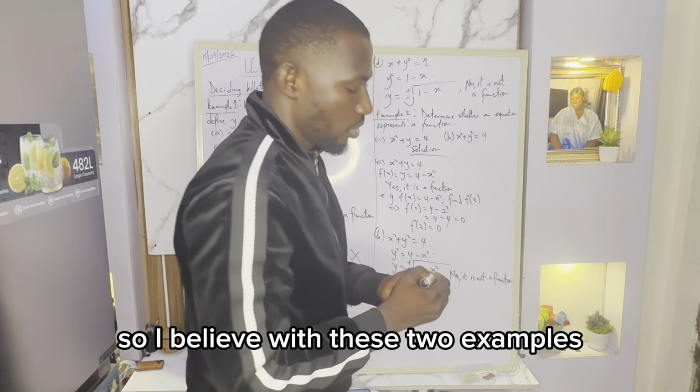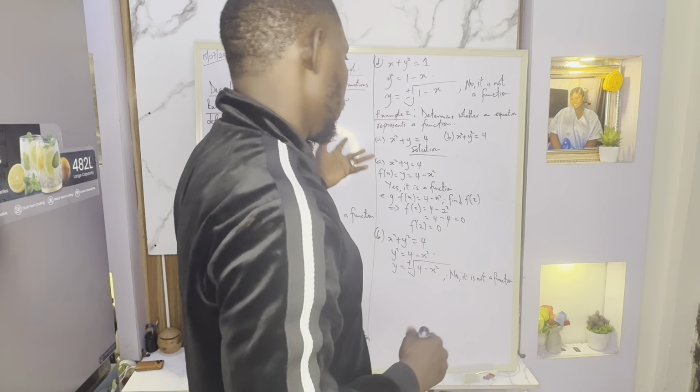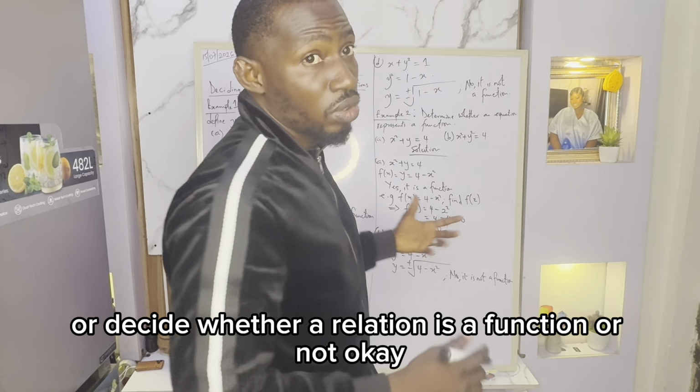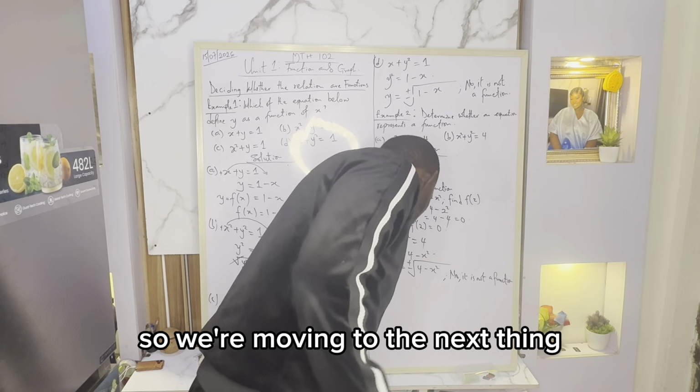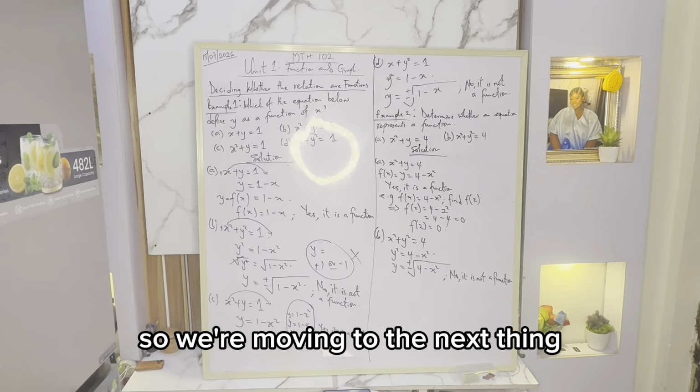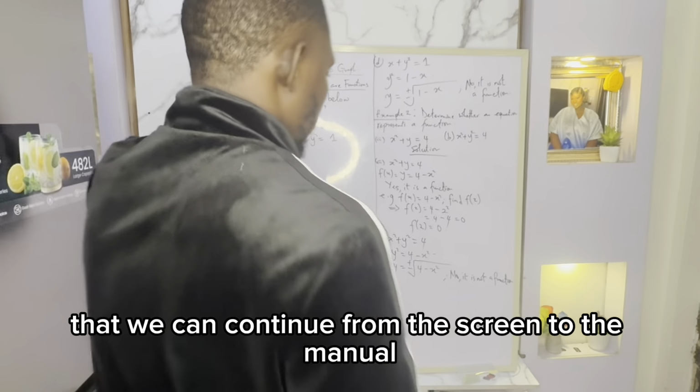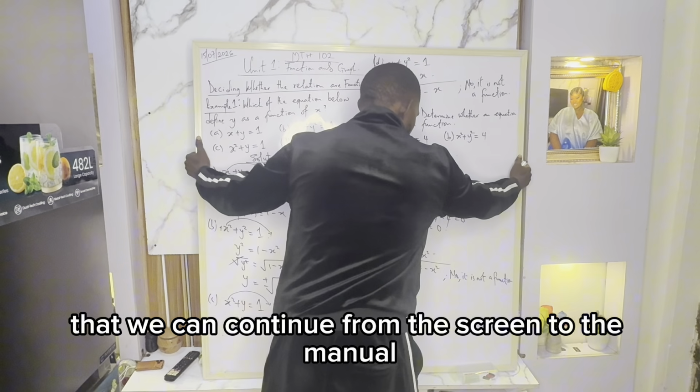So I believe with these 2 examples, we should be able to decide whether a relation is a function or not. Okay. So we'll be moving to the next thing. Let me remove the board so that we can continue on the screen to the manual.